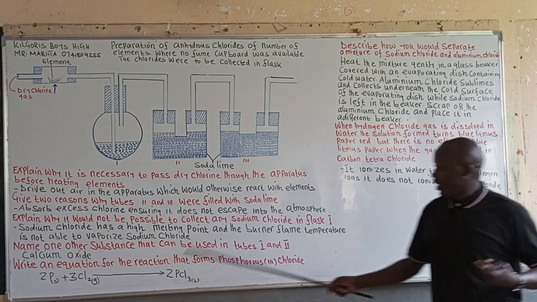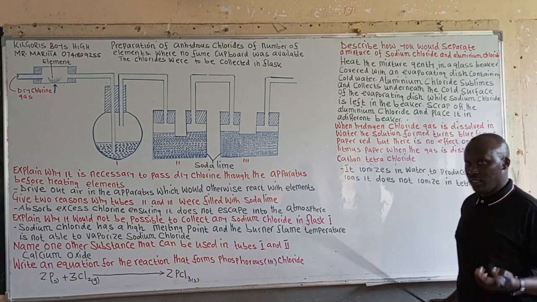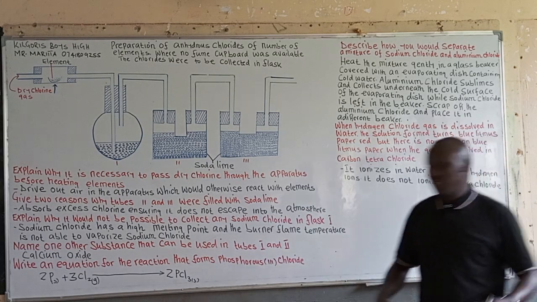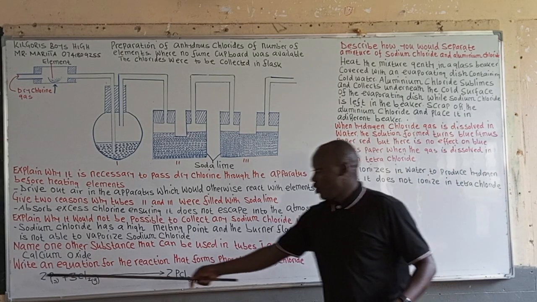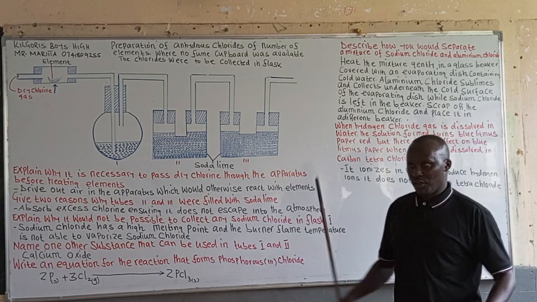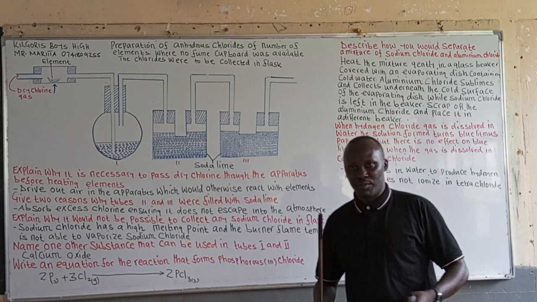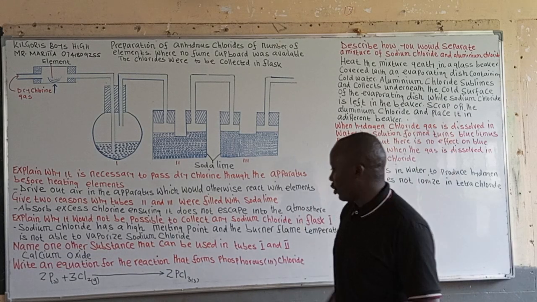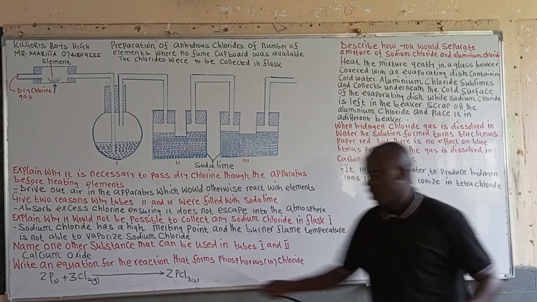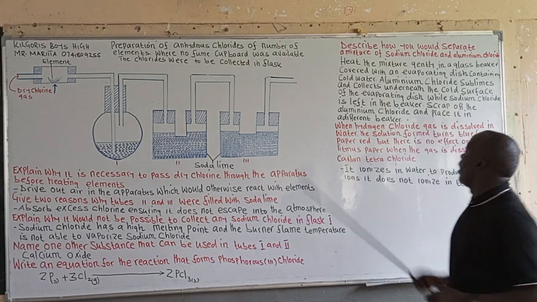Write an equation for the reaction that forms phosphorus(III) chloride. So simply, you can see the equation is very clear. We have to write the correct chemical equation with the correct state symbols and well balanced. So you can write this equation the way you can see on the screen.